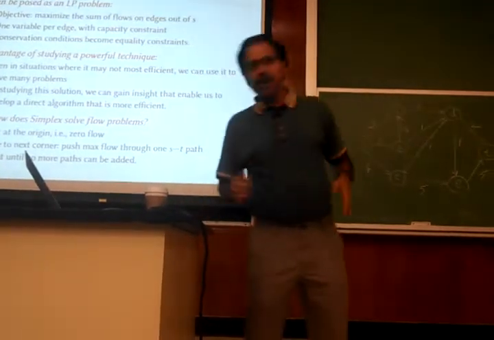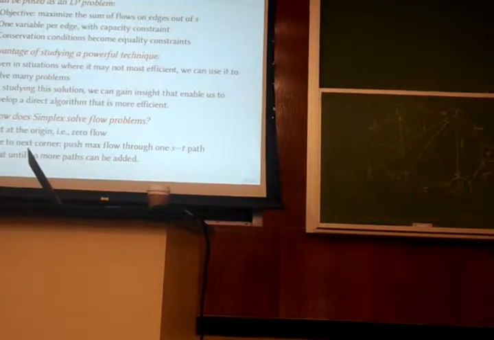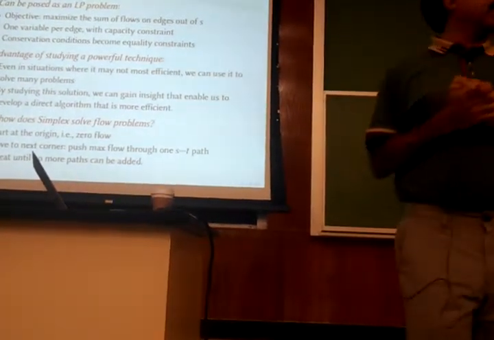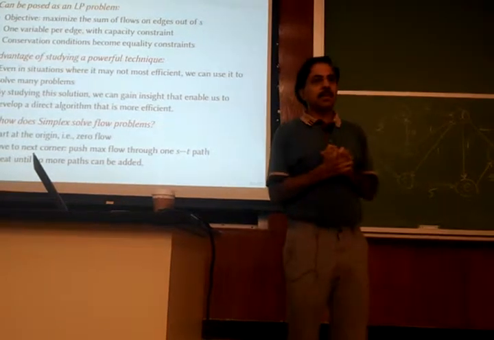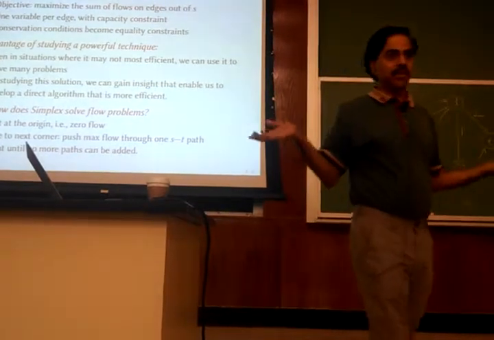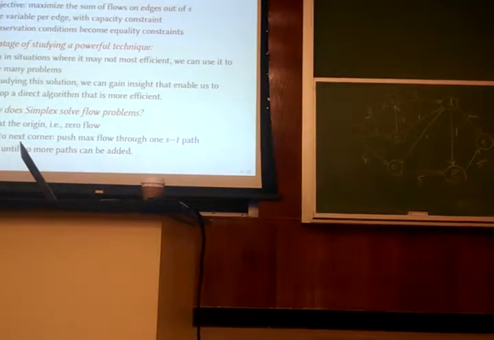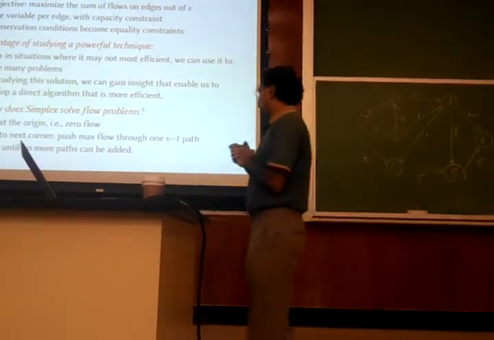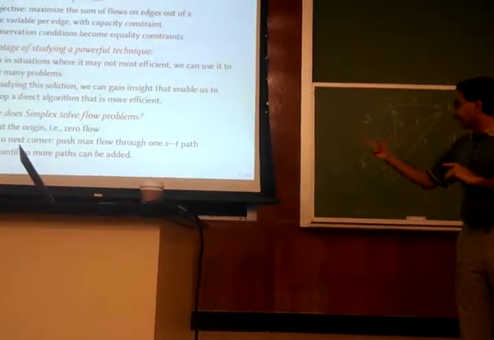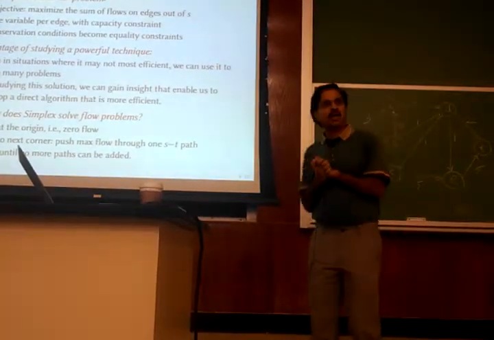Okay, so how does the simplex method solve the problem? We know the simplex method starts at the origin. Since the variables represent flows on each of the edges, origin means everything is 0. So the starting point for the simplex is 0 flow, and then it moves to the next corner. Now I'm saying that the next corner means pushing maximum flow through one of the paths.